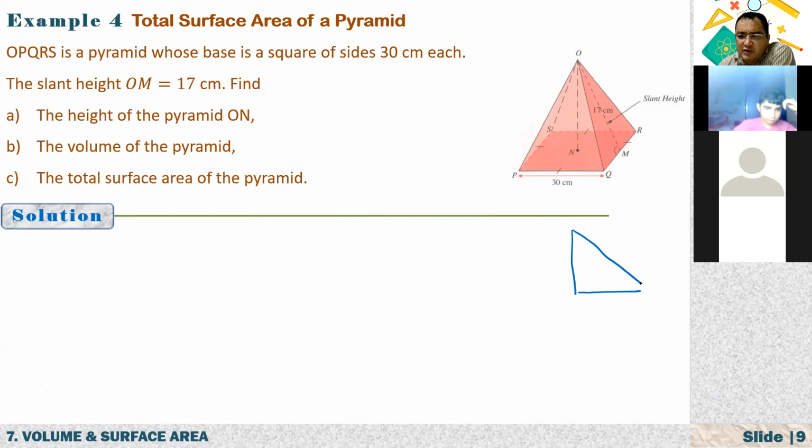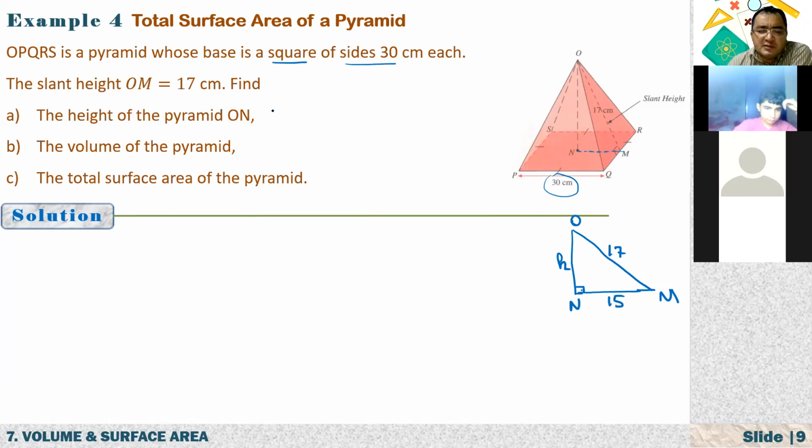So what is it? It's just a right angle triangle, right? And this one is O, and this one is M, and this one is N. OM is the slant height. It's given as 17. And ON is the height of the pyramid, which I don't know. And how about NM? Actually here, the base is a square of side 30 centimeters. So that means that NM is half of the side of the square, which is equal to 15, right?